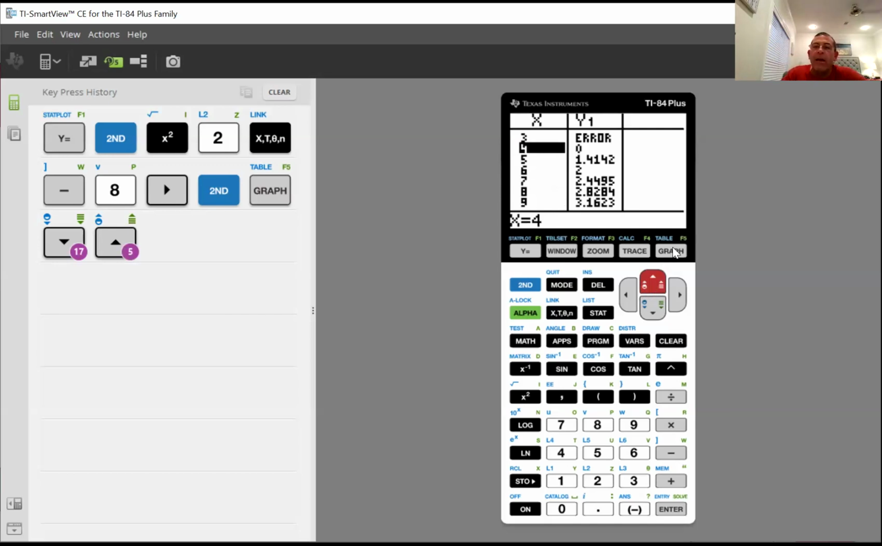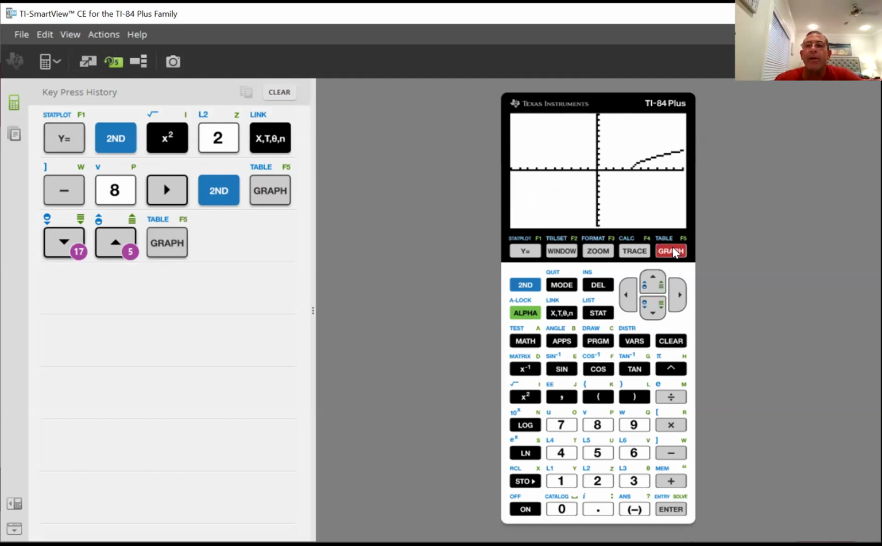Okay, so we want to see the graph. And y'all look at that. The graph moved to the right about what, 4 units it looks like. And remember, that's why my domain went from 4 and bigger. Anything less than 4 made it imaginary.